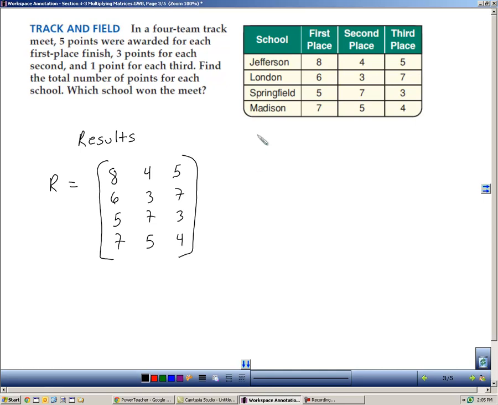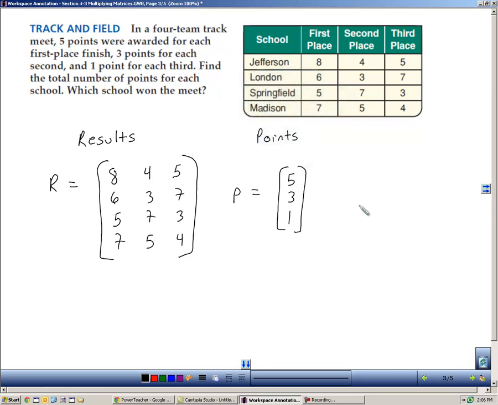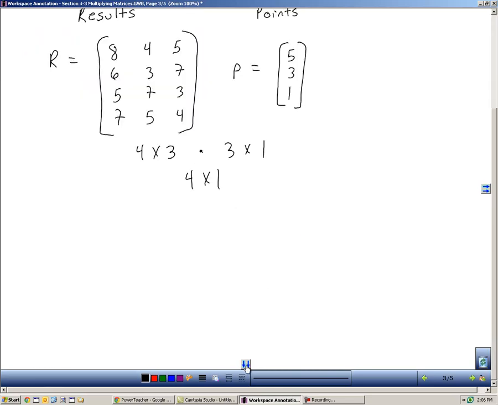And then I'm also going to create a matrix for the points that are awarded, and it's going to be made up of the 5, the 3, and the 1. Now there's a reason I made this a column matrix and not a row matrix. And the reason is because this one is a 4 by 3, and if I multiply that by a 3 by 1, I'll end up getting a 4 by 1 matrix from the multiplication that happens. And that's what I want to do. I'm going to take this results matrix and multiply it by the points matrix and get a result.